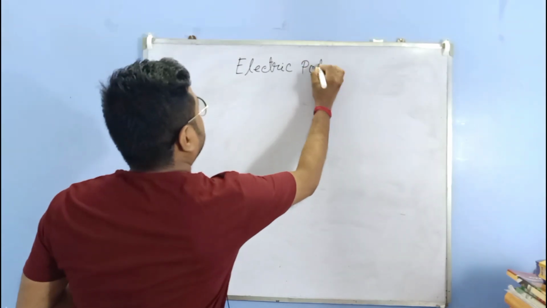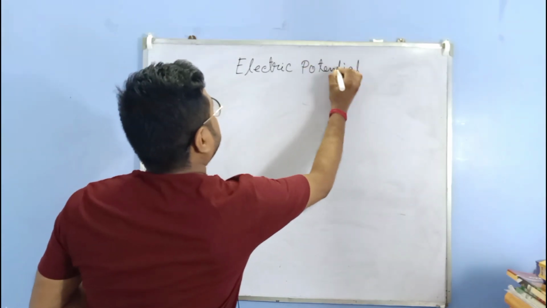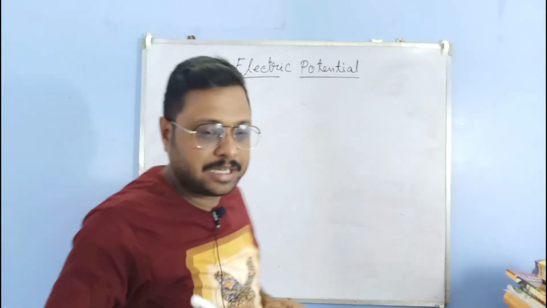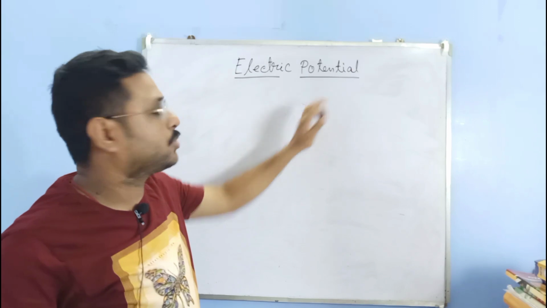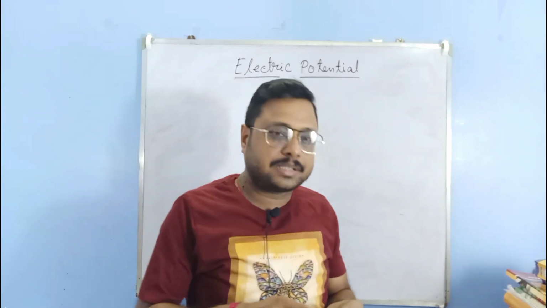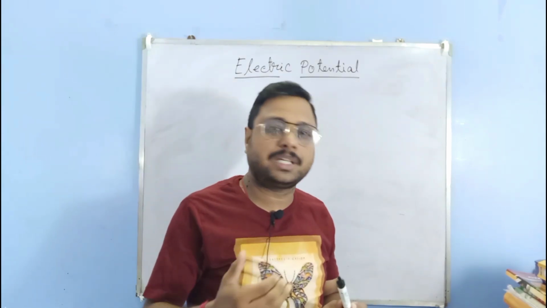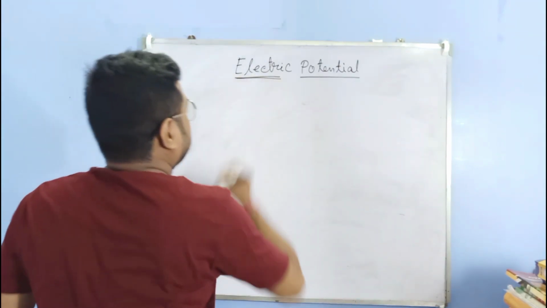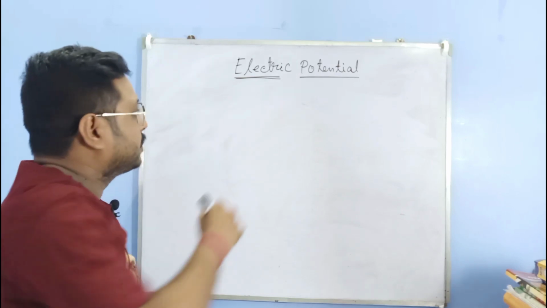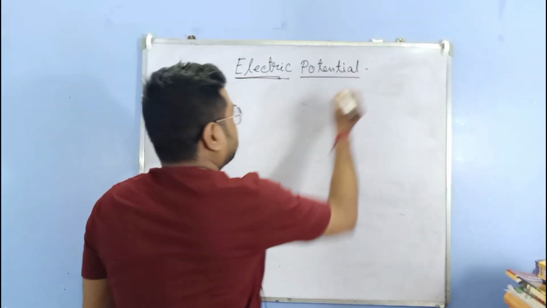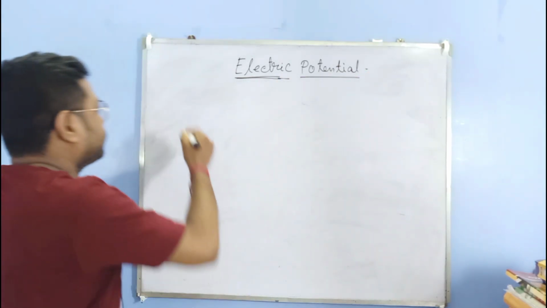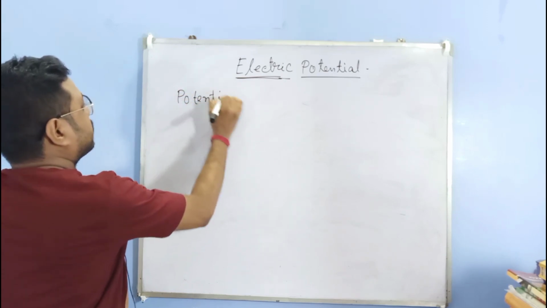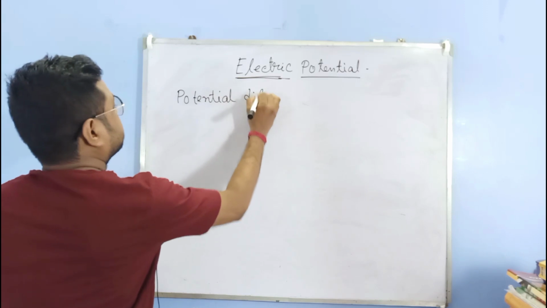We may know potential in various cases: gravitational potential, potential energy, kinetic energy. But here electric potential is somehow different from the previous cases. So electric potential, we know the electric potential, but at first we learn about the potential difference.